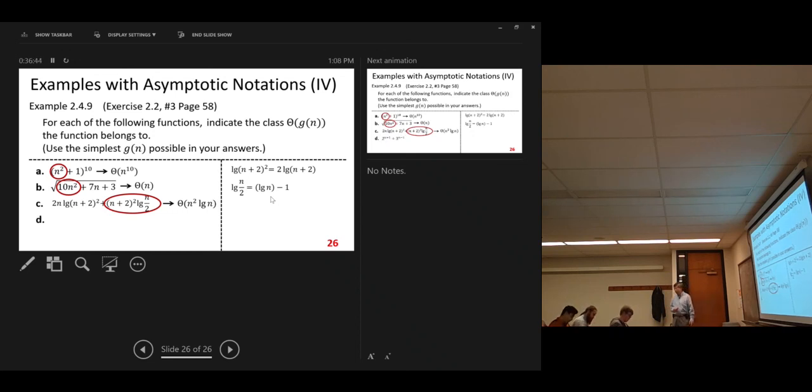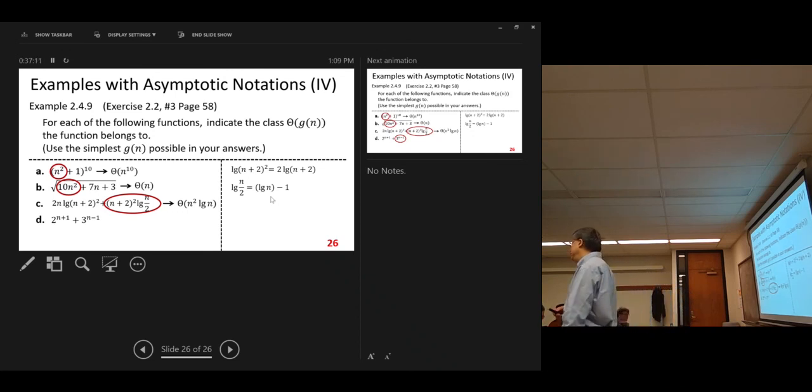D, the last question of this example. Two exponential functions. The first one uses base 2, the second one uses base 3. The exponent is slightly different: n plus 1 here, n minus 1 there. So which one is dominant? Still the same question.